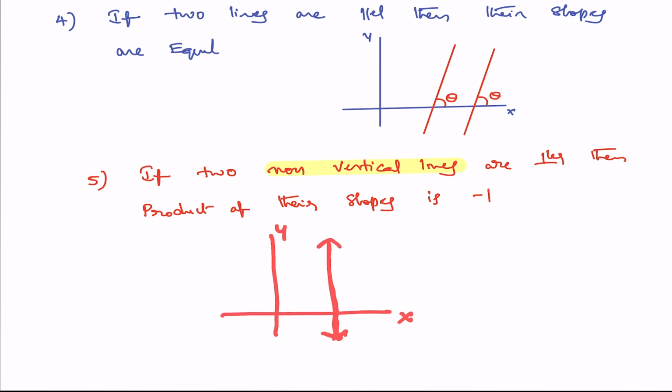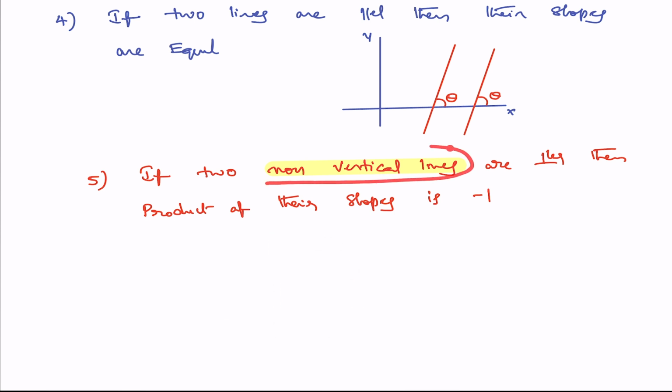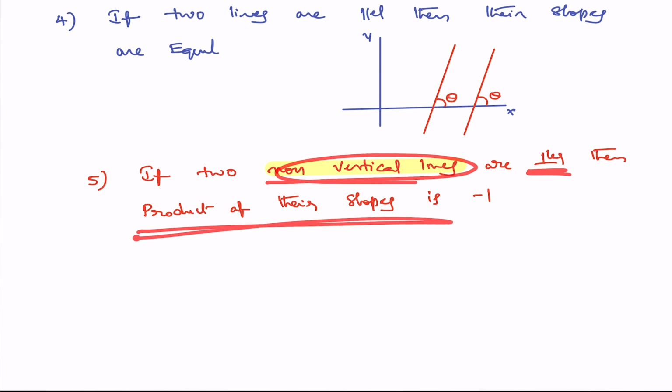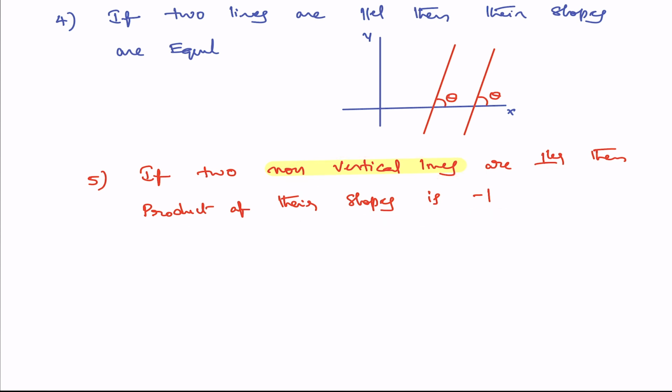This line is called a vertical line. If any line is parallel to y-axis, then that line is called a vertical line. What is the slope of a vertical line? Not defined. That's why we say if two non-vertical lines are perpendicular. Why do I mention non-vertical? If the lines are vertical, their slope is not defined. When the slope is not defined, we cannot say the product of their slopes is -1. So if two non-vertical lines are perpendicular, the product of their slopes is -1.